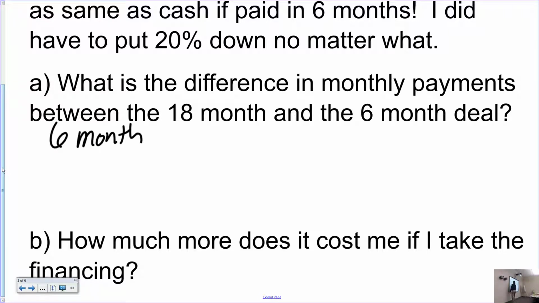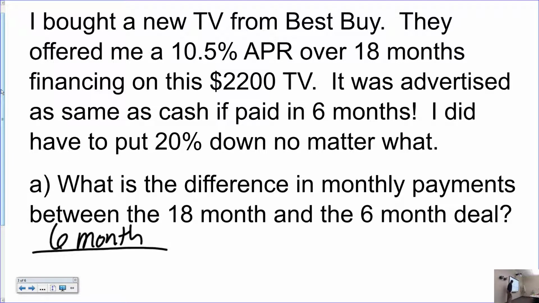How do you figure out what your 6-month payment's going to be, folks? If you paid it off. Yeah, you've got to pay it off in 6 months, then you don't pay any financing, so you've got to pay it all off in 6 months.